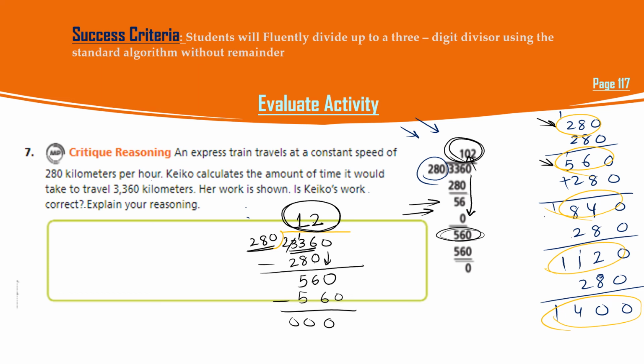You don't write the 0 initially until it is alone, or you cannot divide it, otherwise 12 is correct. So 280 times 12 gives us 3360.